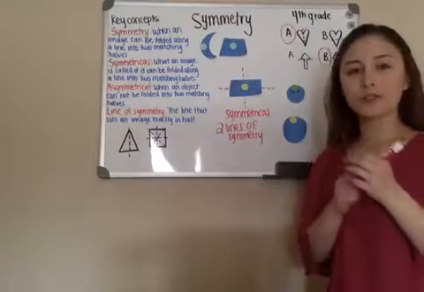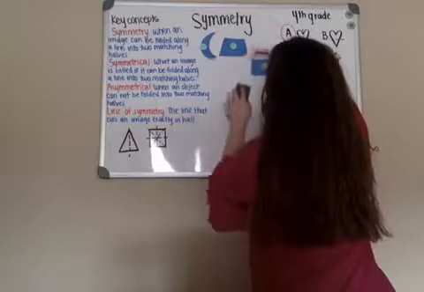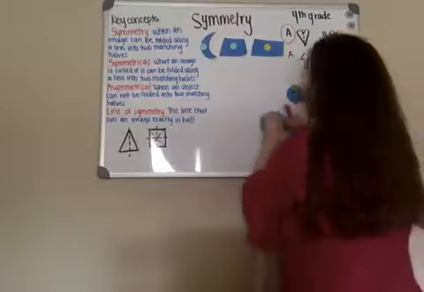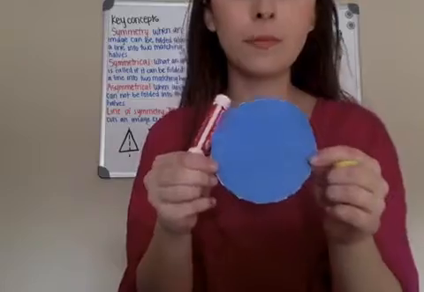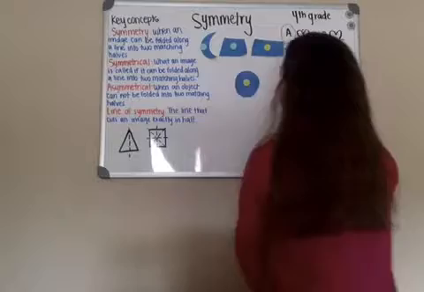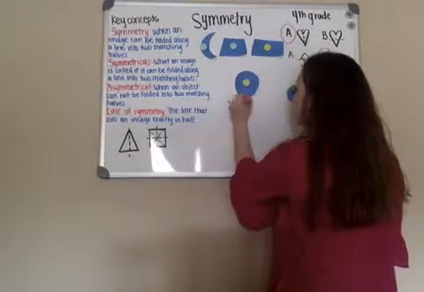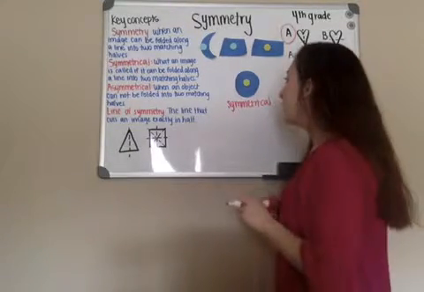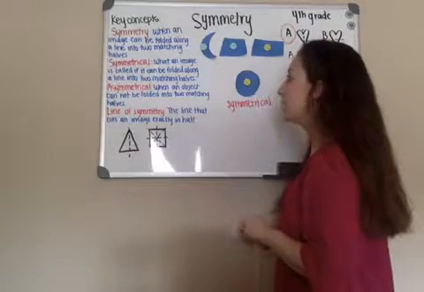All right, are there any questions on this one? Now we're going to move on to the next one. All right, so now we have a circle. Can anyone tell me whether a circle is symmetrical or asymmetrical? All right, a circle is symmetrical. All right, and why is a circle symmetrical? Because it can be folded along a line into two matching halves.